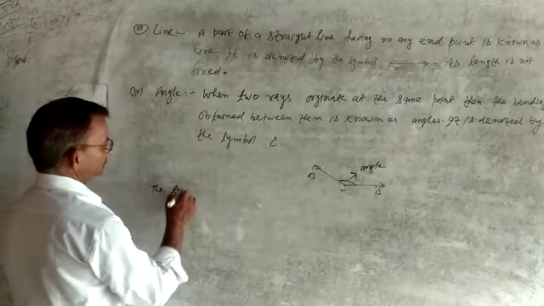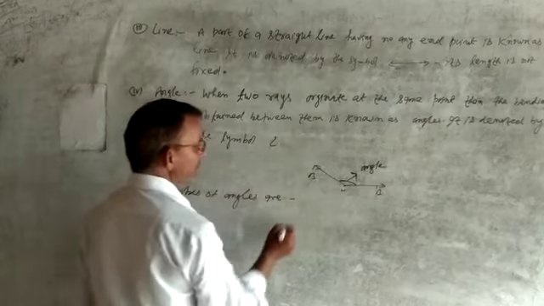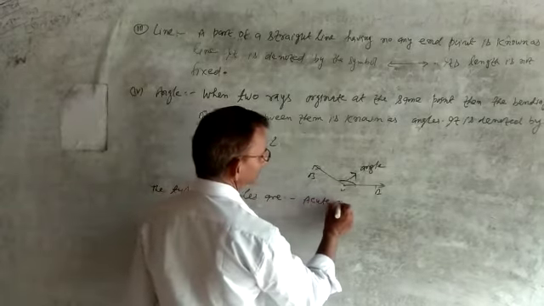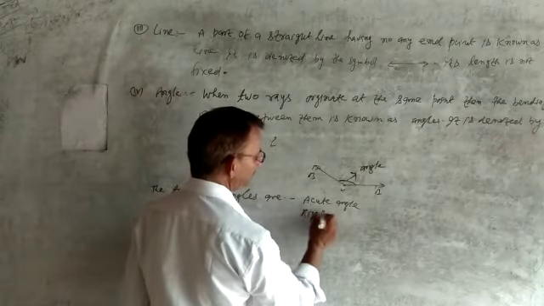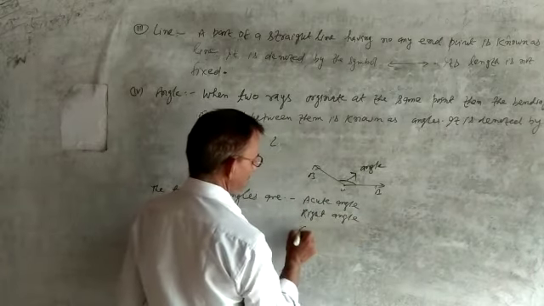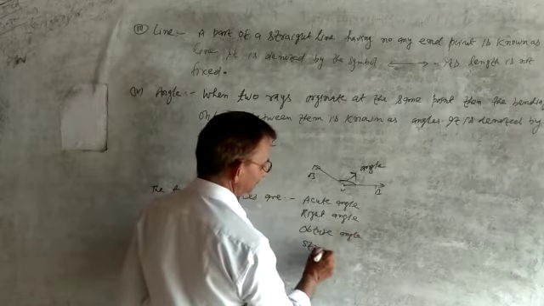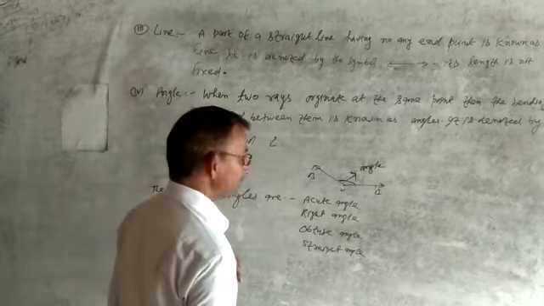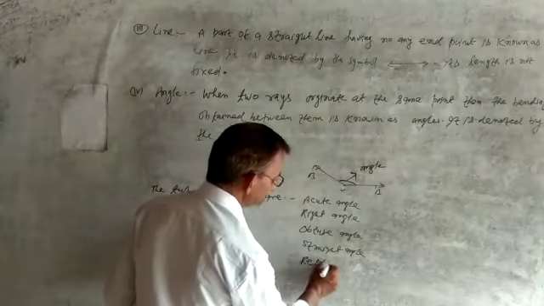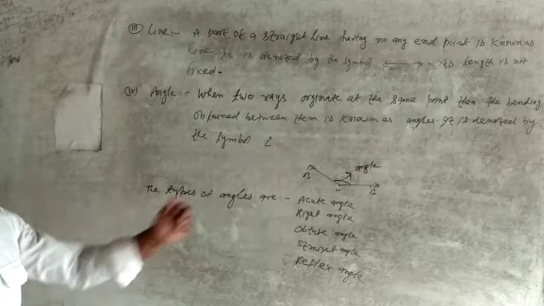The types of angles are acute angle, right angle, obtuse angle, straight angle, and reflex angle. Now I am going to explain it one by one.